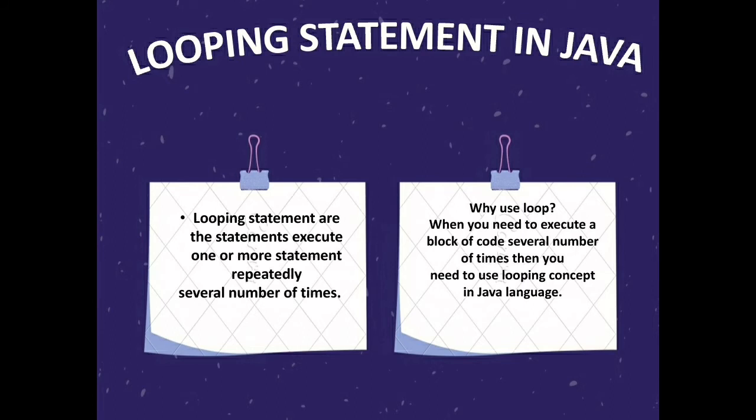Looping statement in Java. Looping statements are the statements that execute one or more statements repeatedly several numbers of times. In Java programming language, there are three types of loops: while, for, and do while. Why use loop? When you need to execute a block of code several number of times, then you need to use looping concept in Java language.